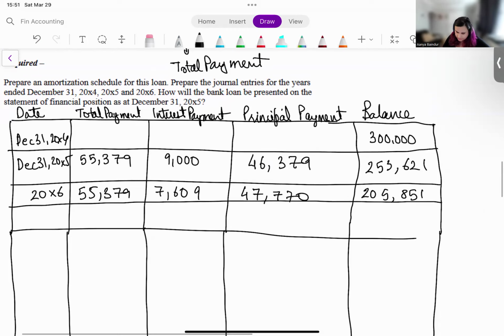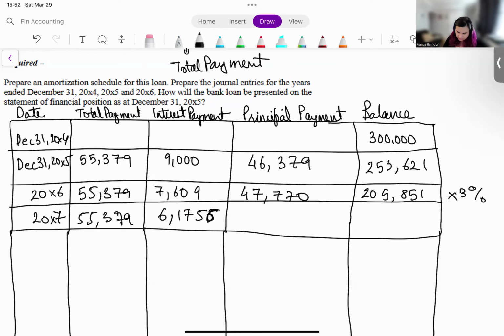Now let's go to the next year, 20x7. Again, our total payment is the same. Let's see what our interest payment is. This times 3%, so 205,851 times 0.03 gives us 6,175.5. Let's call it 6,176. Okay, now let's see what our principal payment is. It's 55,379 minus 6,176.